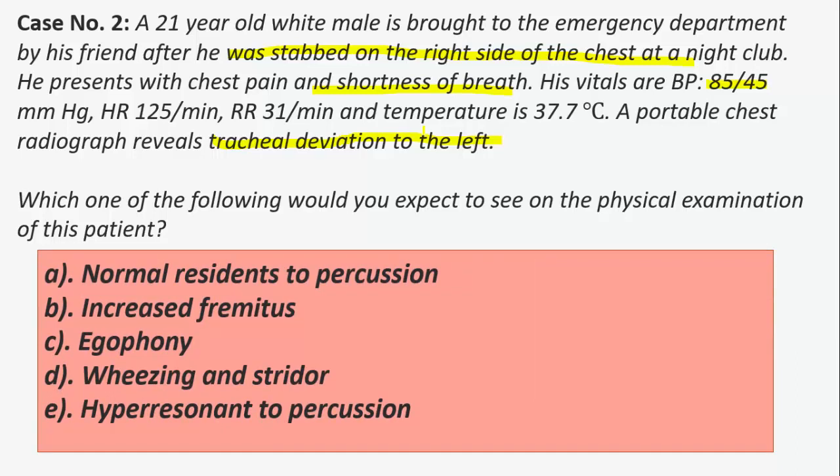He will be hyperresonant to percussion because this is again tension pneumothorax. It is characterized by the trachea moving contralaterally to the site of the chest injury. Physical examination reveals decreased or absent breath sounds, decreased tactile fremitus, and hyperresonance to percussion.